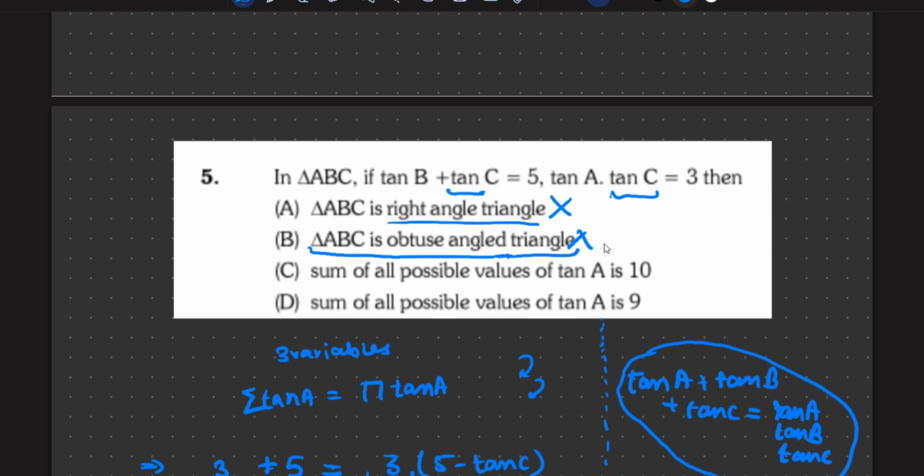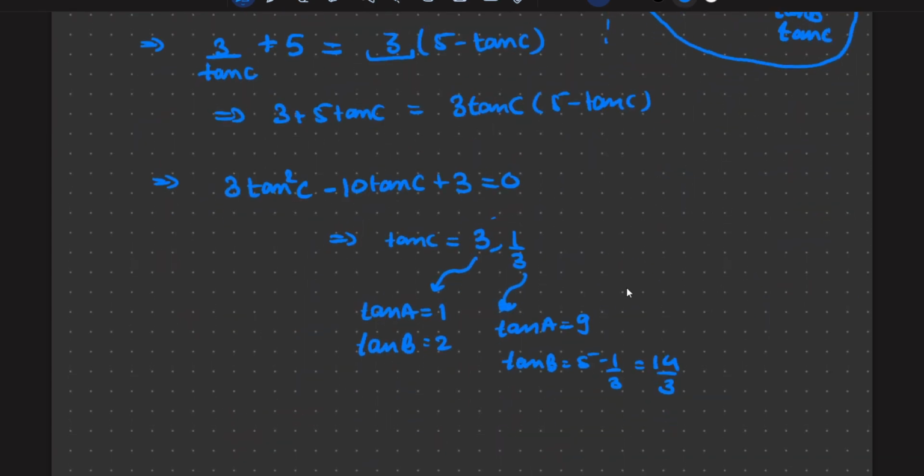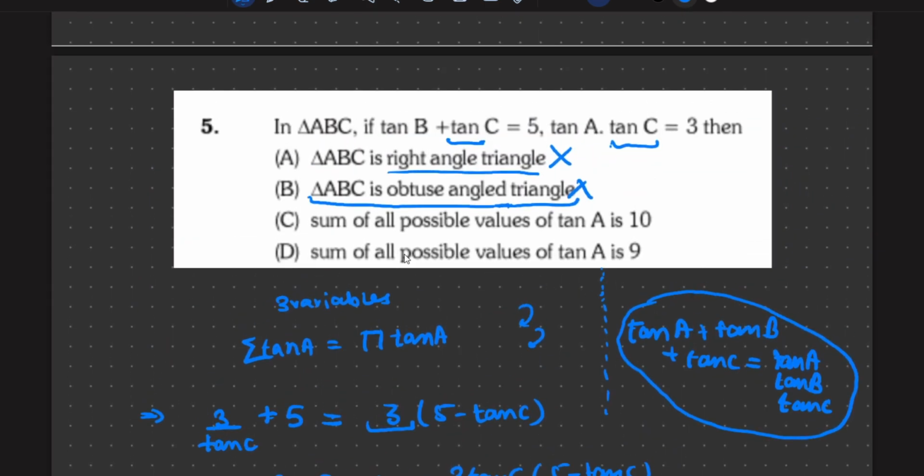Third option, sum of all possible values of tan A is 10. Let us check that. Yes, the sum of all possible values of tan A comes out to be 10. So this is our correct answer. So that is it for the video.